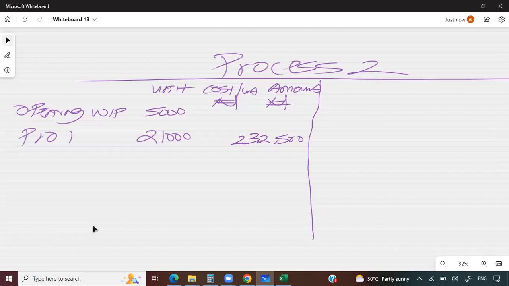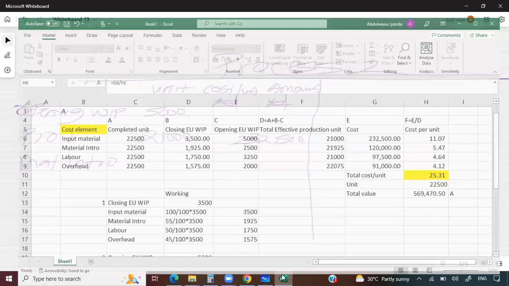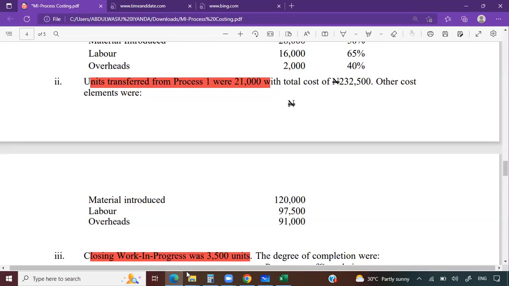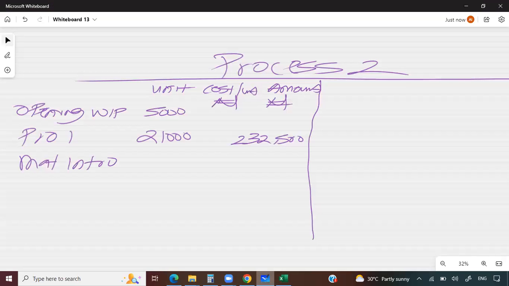Then the next one, what is our material? It's like we are working back. Material introduced. What is the value of material introduced? It is 120,000. Total unit transfer from process 1 to 2 with a total cost. Other costs were this. This is the value of the material introduced in process 2. So I have 120.